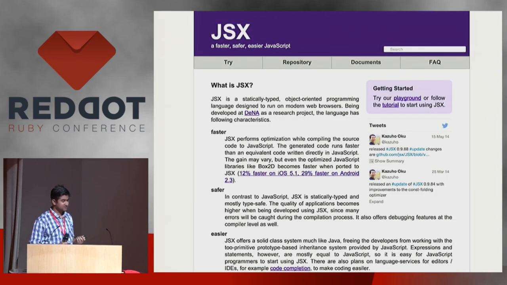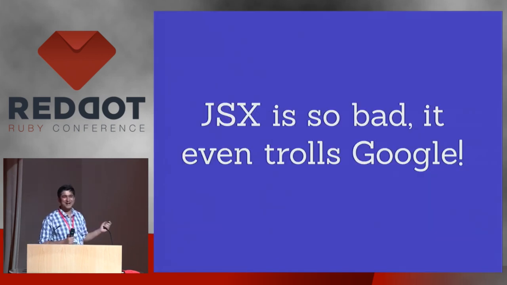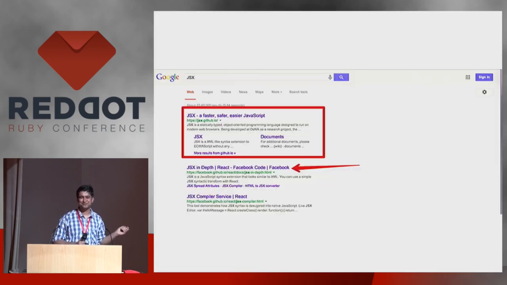And if we search what JSX is, it says JSX is a faster, easier, statically typed programming language. But that is not what we want. JSX is so bad, it even trolls Google. If we search for JSX, the first result is something different: a faster, safer JavaScript. But we want the second result.